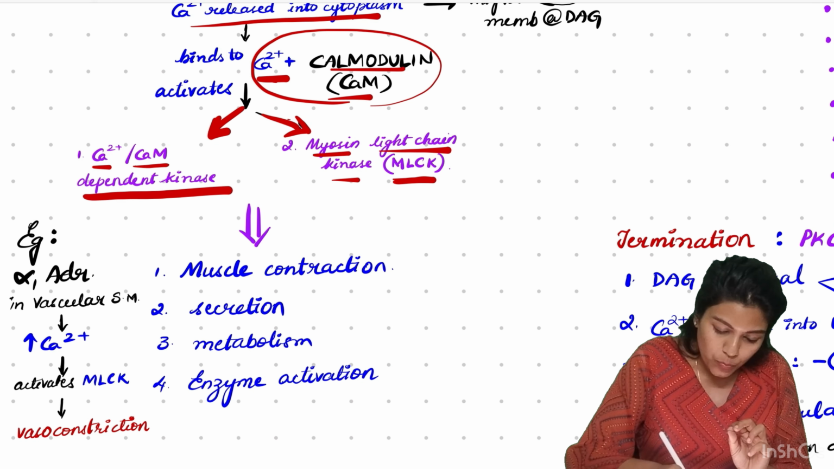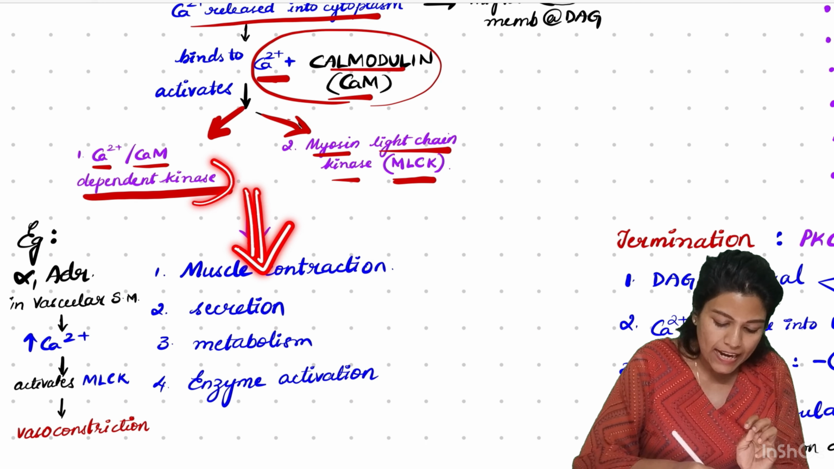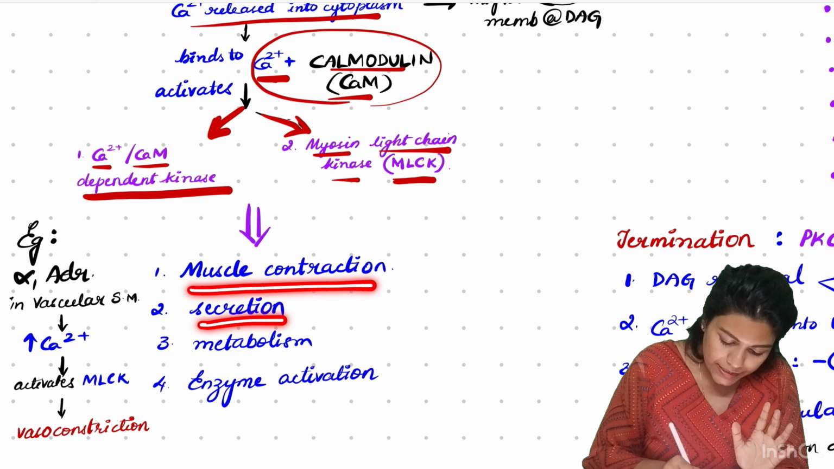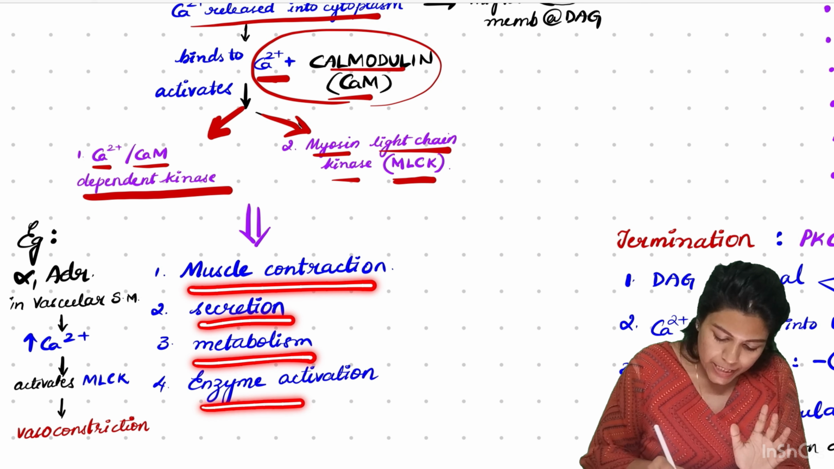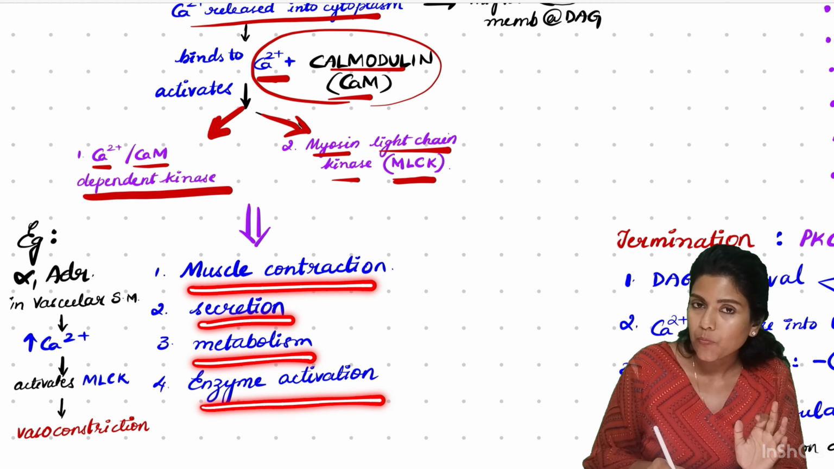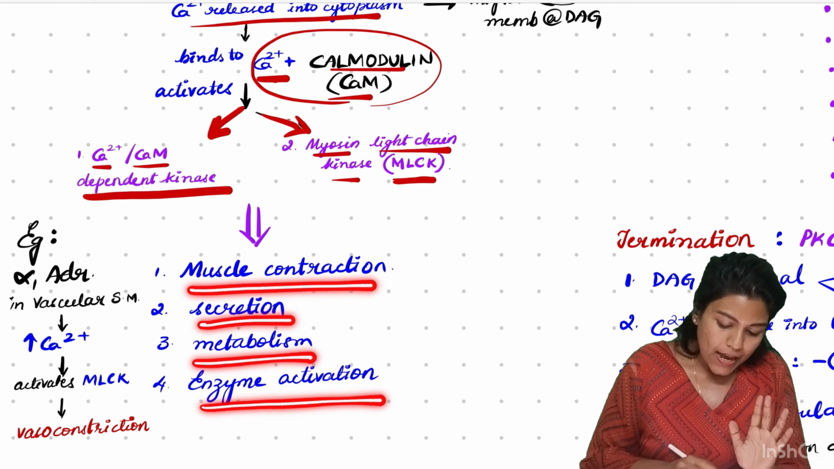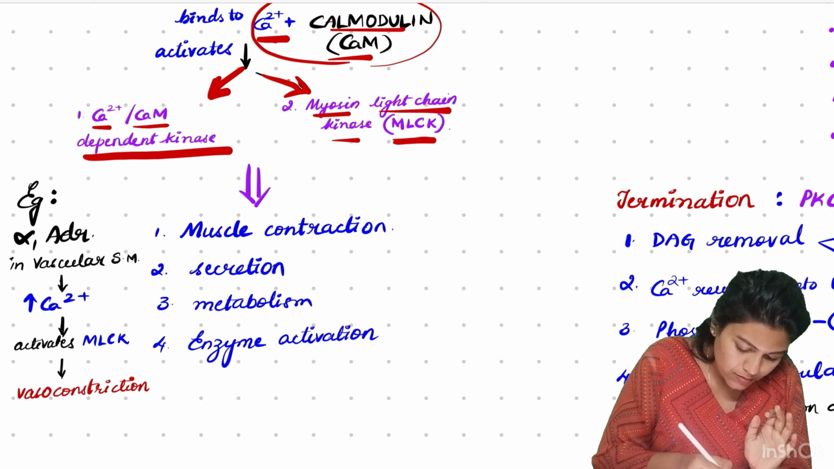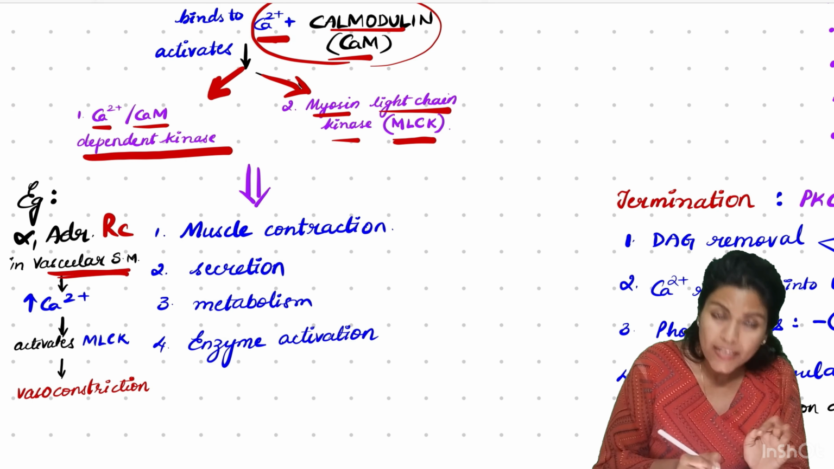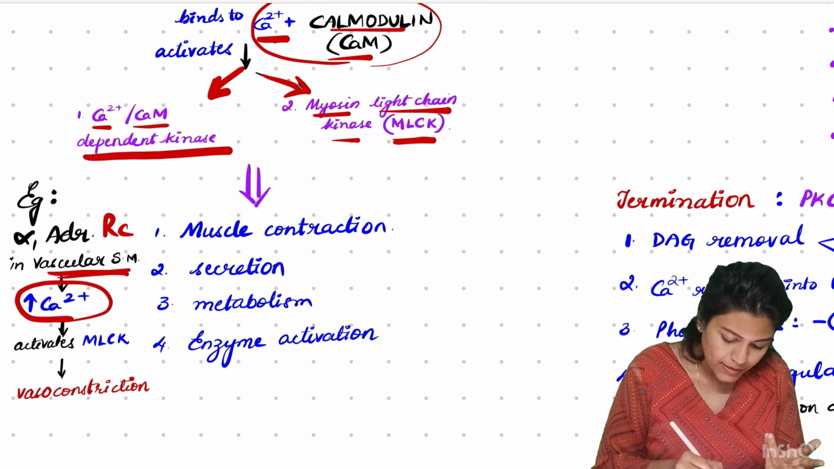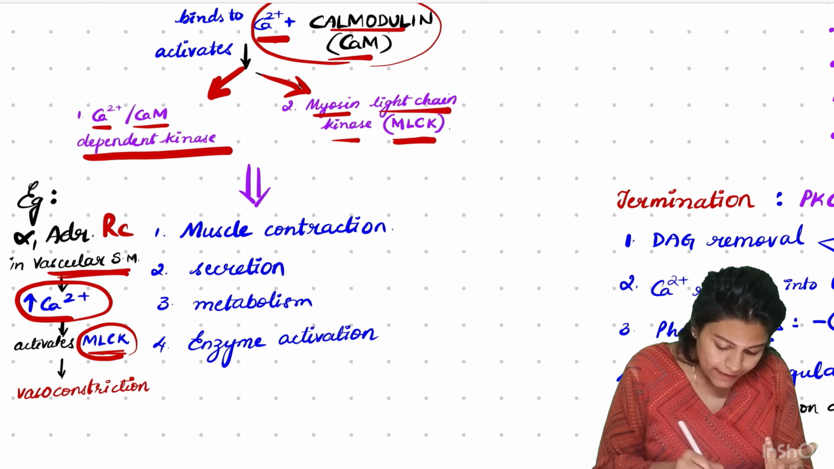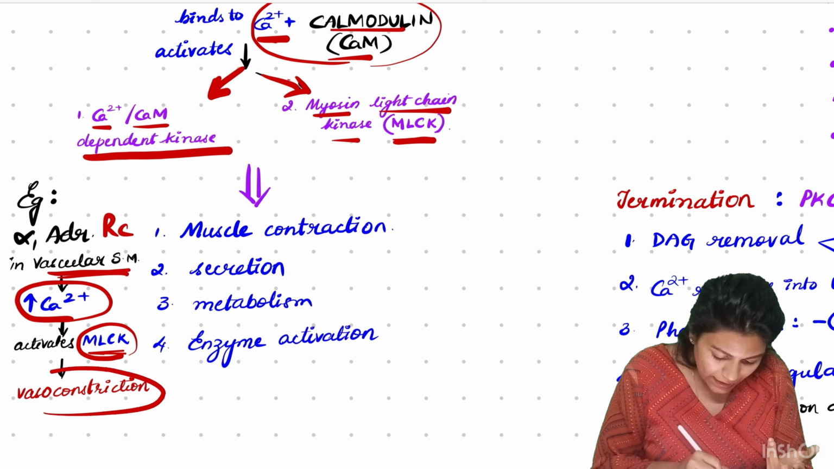Because it is acting on these kinases, the final output is muscle contraction, secretion, metabolism, enzyme activation. This is the final cellular response given because of this signal. Now let's take an example. Whenever there is alpha adrenergic receptor stimulation in the vascular smooth muscle, it will result in increased calcium release that will activate MLCK, that is, myosin light chain kinase, which will cause vasoconstriction. This is an example of the IP₃ pathway.